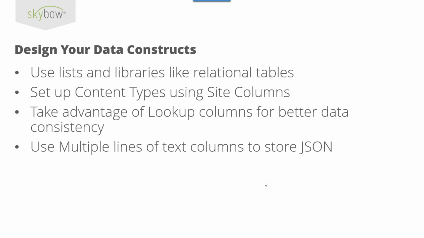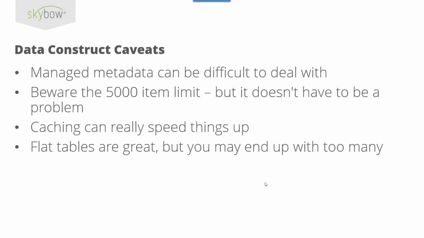We set up content types using site columns, so we have some reusability. We use lookup columns so that we have better data consistency. We may store JSON, JavaScript Object Notation, data in multiple lines of text columns so that we can get some sort of multi-dimensional data stored in single line items. So there are some tricks that we can use, and we can really start to use those lists and libraries to go further than SharePoint really lets us go.